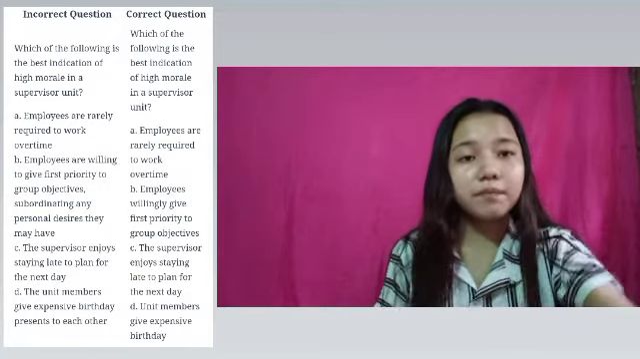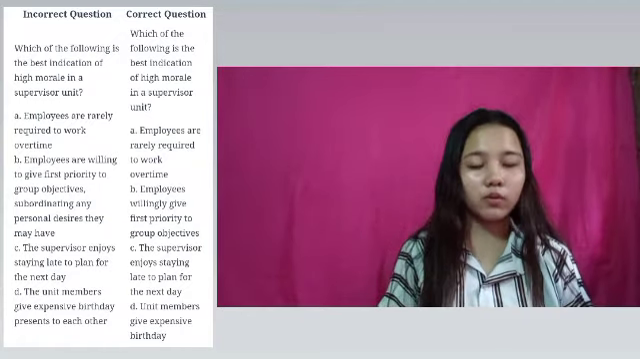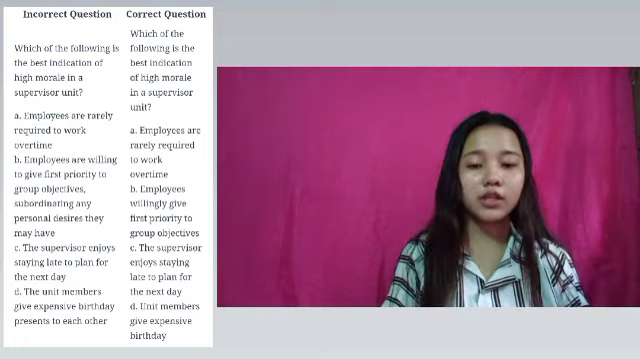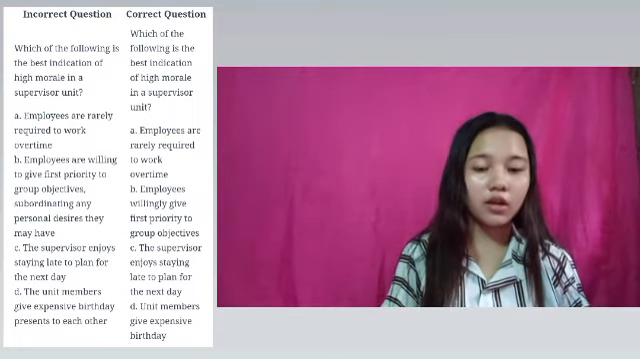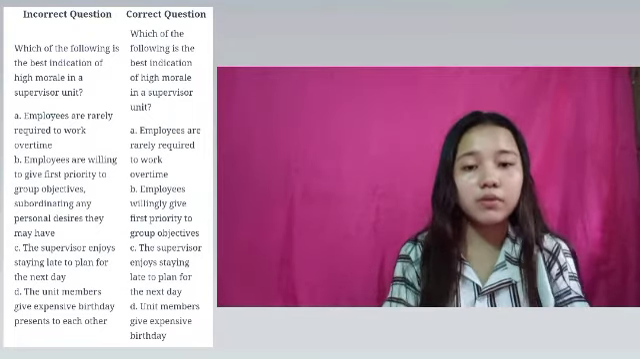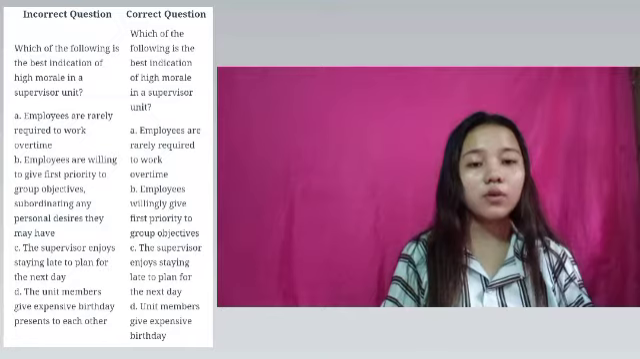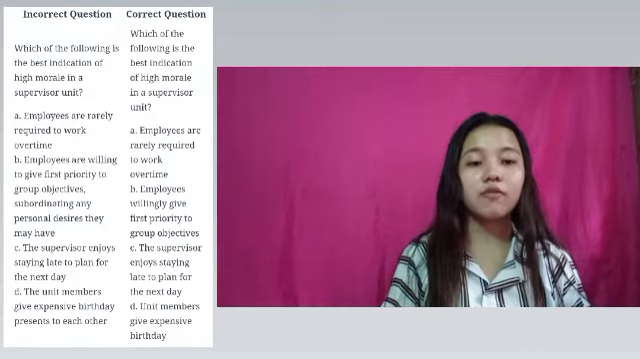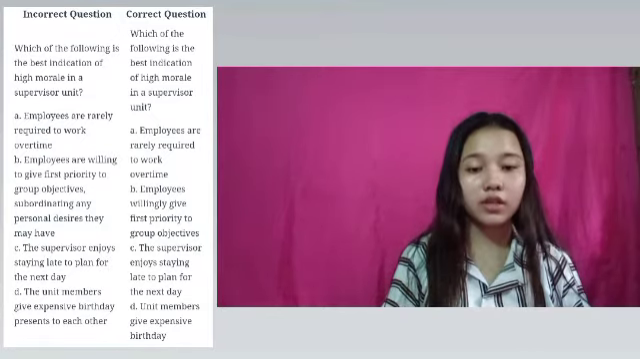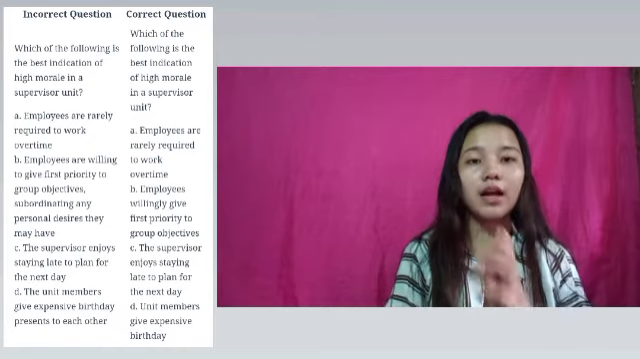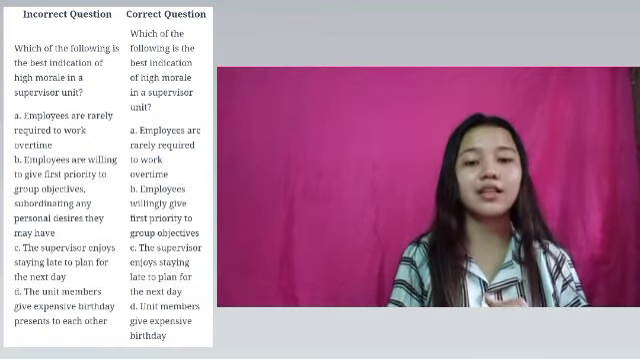So yung sa incorrect question, sobrang haba niya. It's very long choices. So it should be, for correct question, which of the following is the best indication of high morale in a supervisor's unit? So dapat daw magkakapareho yung sukat ng mga choices natin.